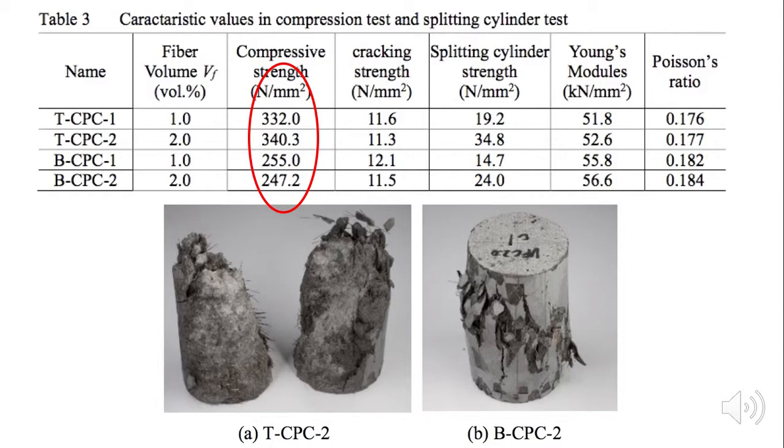If you look at the fiber volumes of 1 and 2% that have been used in this concrete, and then you look at the resulting split cylinder strength and the Young's modulus, then you'll be able to appreciate the achievements we've been able to get as far as concrete technology is concerned. So if you look at these failed specimens in compression, these are really samples that are a result of high strength failure.